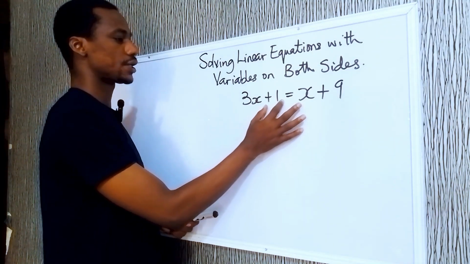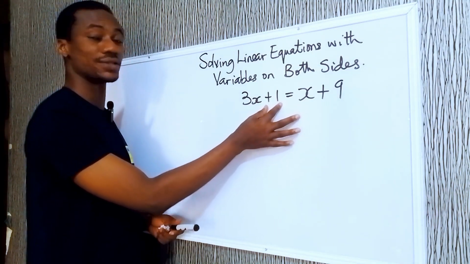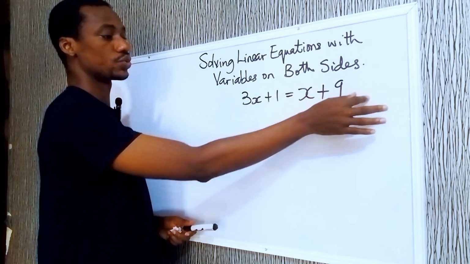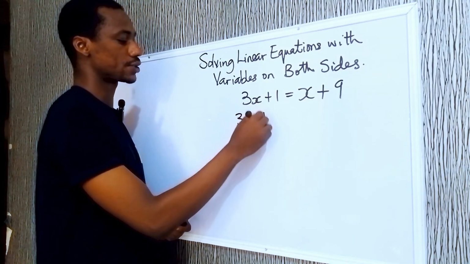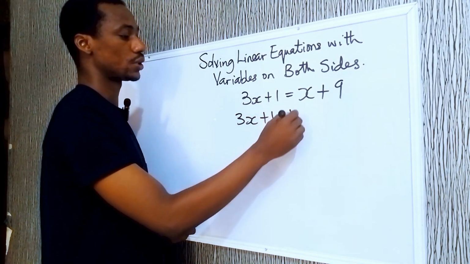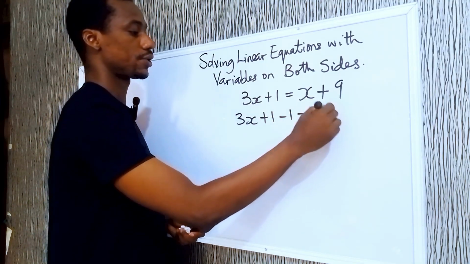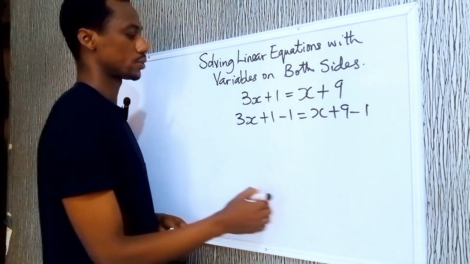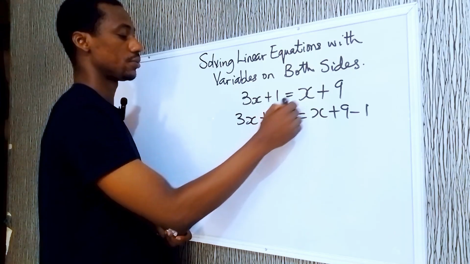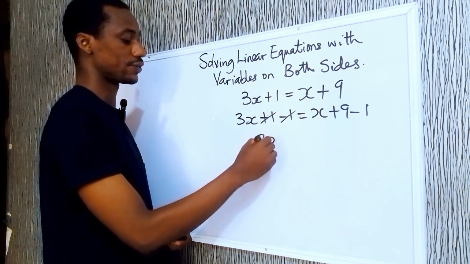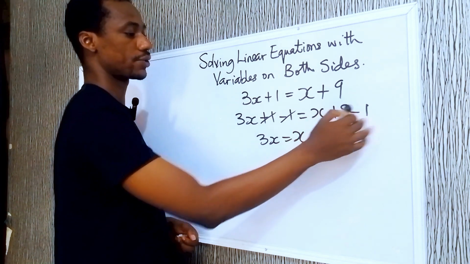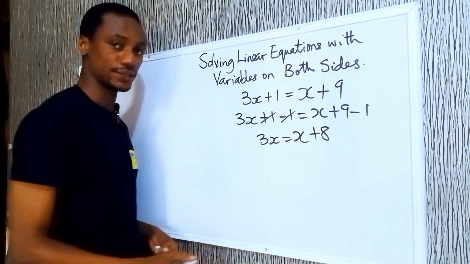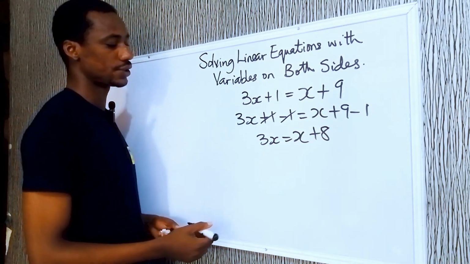So the first thing is that I will have to subtract 1 from both sides. So this 1 will not be on this side again. So doing that, I will have 3x plus 1 minus 1, and then x plus 9 minus 1. So minus 1 minus 1 is out. So on this side, I have only 3x, and then equals x. 9 minus 1 is 8, okay?